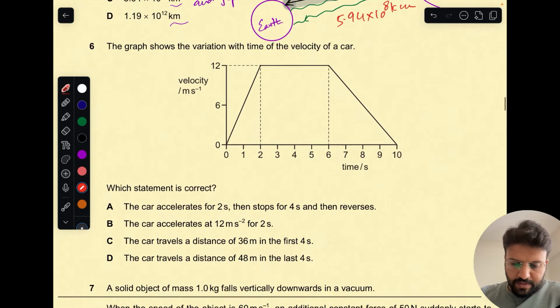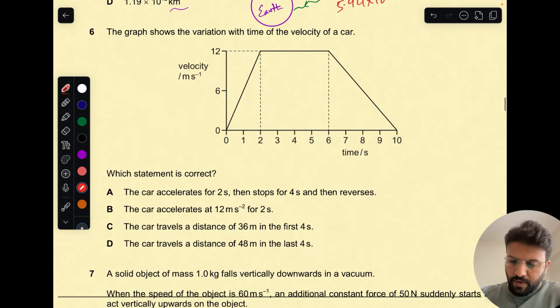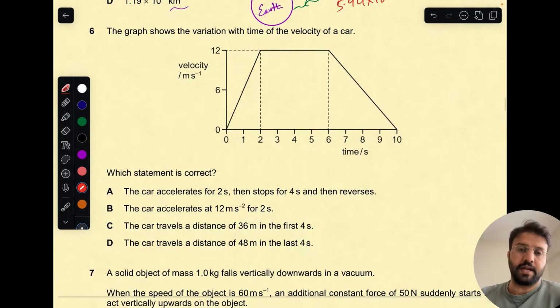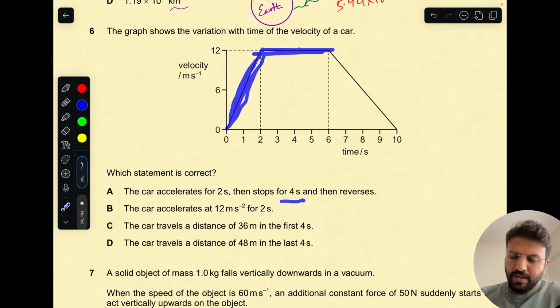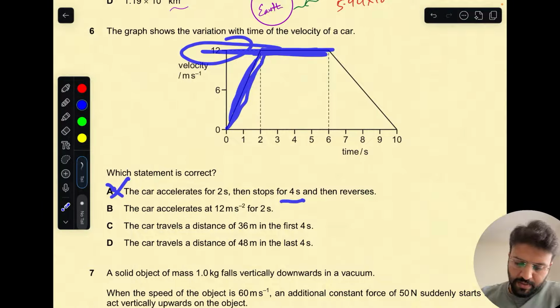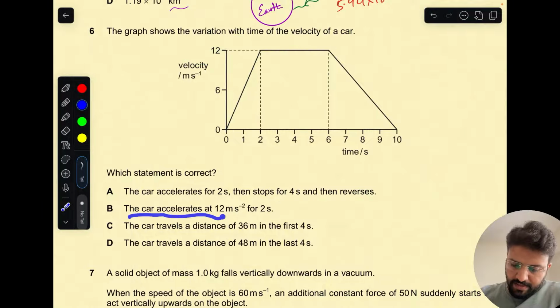So in next question, the graph shows the variation with time of the velocity of a car. Which statement is correct? You have to tell. Okay, so you have to analyze all of the statements one by one. Let's start with the A. A car accelerates for 2 seconds, then stops for 4 seconds. It's accelerating for 2 seconds, but it's not stopping, it's still moving at a constant speed. So A is wrong.